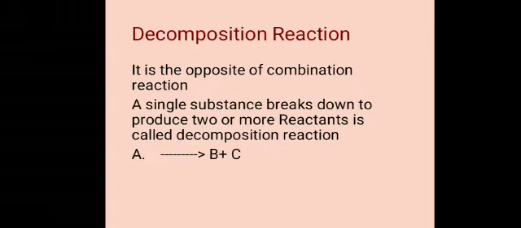The second type of reaction is decomposition reaction. It is the opposite of combination reaction. In combination reaction we have seen that two or more substances are combined together and we are getting a single product. But in decomposition reaction, a single substance breaks down to produce two or more products. That is known as decomposition reaction. So it is generally represented like this: A giving B plus C. A is the reactant, B and C are the products. So a single substance breaks down to produce two or more products.